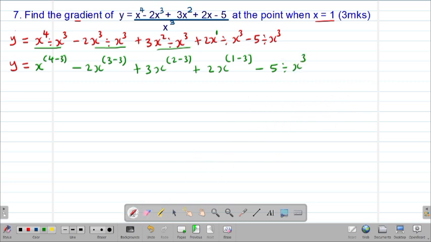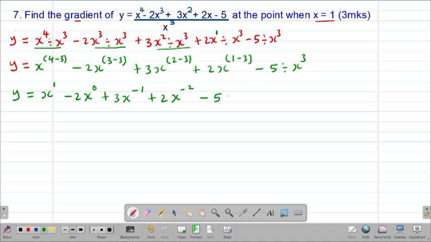So on simplification, we're going to have y equal to x to the power of 4 minus 3, of course I'll get 1, then minus 2x to the power of 3 minus 3, this will be 0, then plus 3x to the power of 2 minus 3, this will be negative 1, then plus 2x to the power of 1 minus 3, of course I'll get negative 2, then, of course, minus 5.